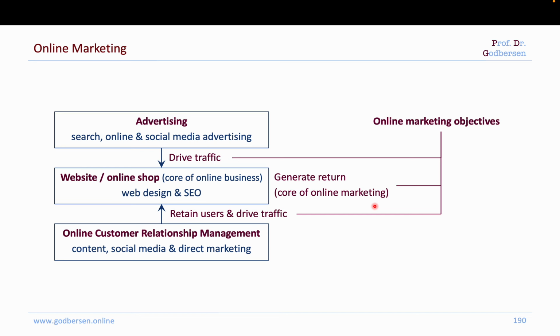So what are you doing when you're in online business? At the core of your online business, typically, not necessarily, but typically, there is a website or an online shop. That's the core of your online business. So here you need to have a top web design and search engine optimizing. Just a website won't help you. You need traffic there. You need to get users to your website. So you might do some advertising, search advertising, online advertising, social media advertising to drive traffic to your website or your online shop.